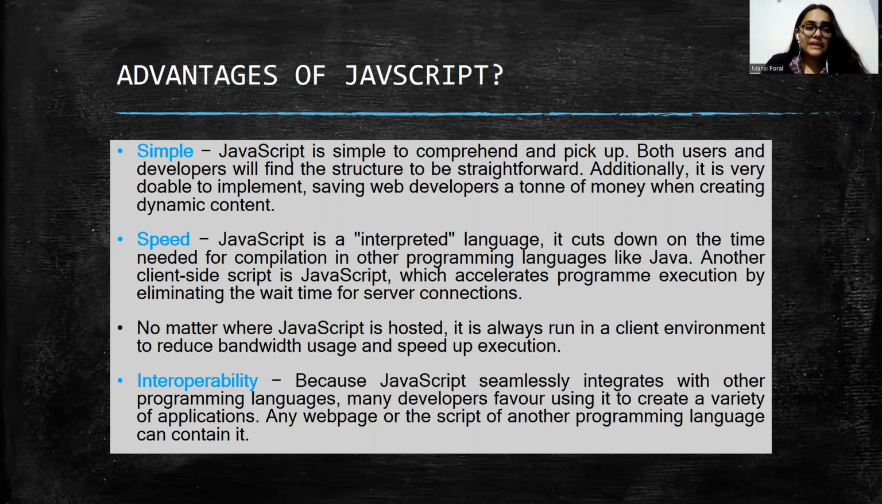So it has speed. JavaScript is an interpreted language. It cuts down on time needed for compilation in other programming languages like Java. Another, JavaScript is a client-side script, which accelerates program execution by eliminating the wait time for server connections. No matter where JavaScript is hosted, it always runs in the client environment to reduce bandwidth usage and speed up executions. Interoperability: because JavaScript seamlessly integrates with other programming languages, many developers favor using it to create a variety of applications. Any web page or a script of another programming language can contain it.